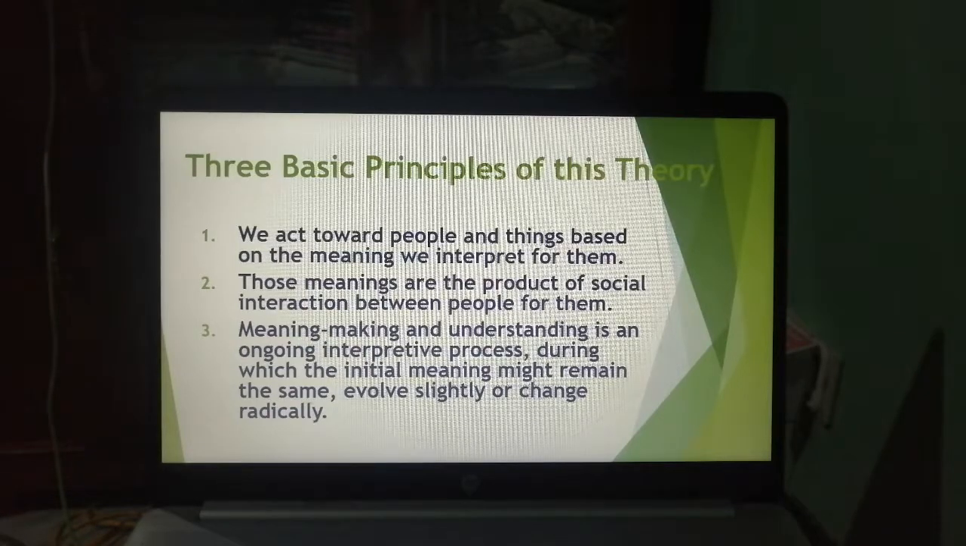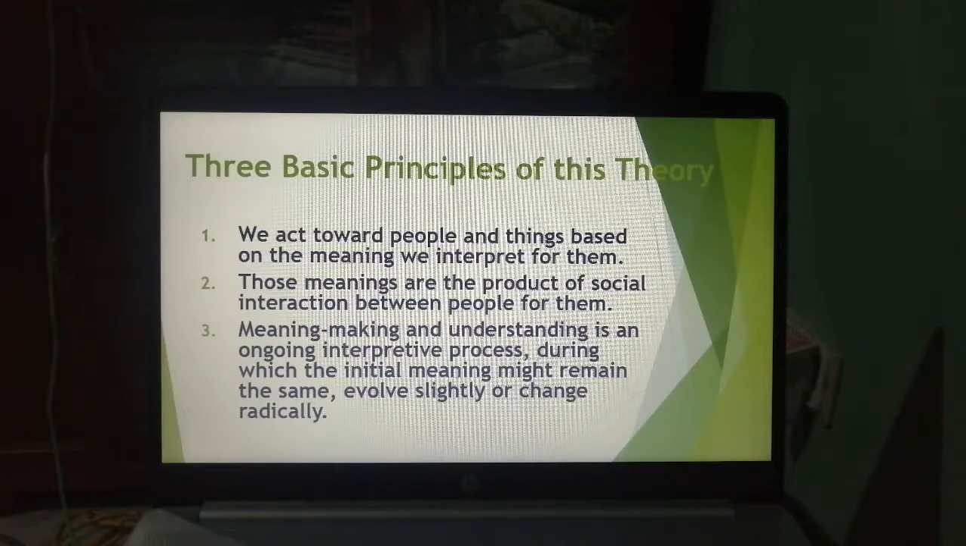The second principle is those meanings are the product of social interaction between people. They are social and cultural constructs. Continuing with the same example, we have come to have expectations of what it means to be a customer in a restaurant based on prior social interaction in which the meaning of restaurant employees has been established.